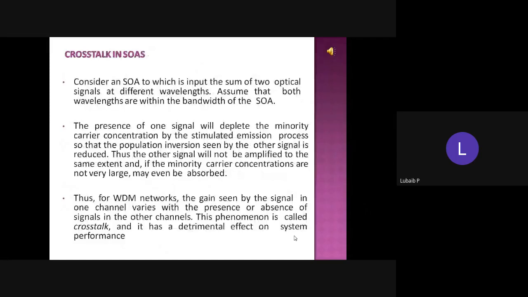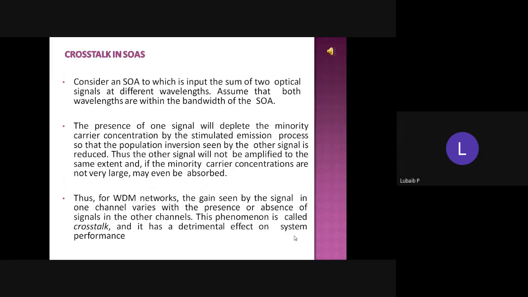Another important thing in semiconductor optical amplifiers is crosstalk. I think all of you are familiar with the term crosstalk. Consider a semiconductor optical amplifier whose input is the sum of two optical signals at different wavelengths. Assume that both wavelengths are within the bandwidth of the semiconductor optical amplifier. The presence of one signal will deplete the minority carrier concentration by the stimulated emission process, so that the population inversion seen by the other signal is reduced. Thus, the other signal will not be amplified to the same extent, and if the minority carrier concentration is not very large, it may even be absorbed.